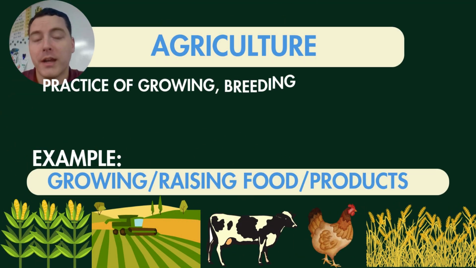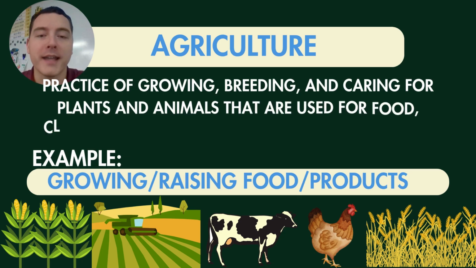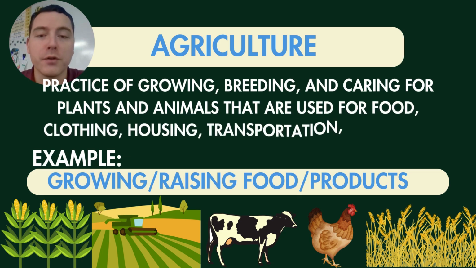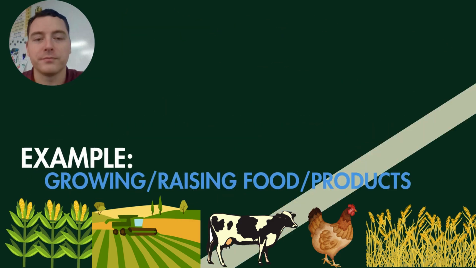Agriculture is really important in environmental science. It's the practice of growing, breeding, and caring for plants and animals that are used for food, clothing, housing, transportation, and other purposes. So that's why it's really important, because we use agriculture to make all of the stuff that we eat and use on a daily basis.